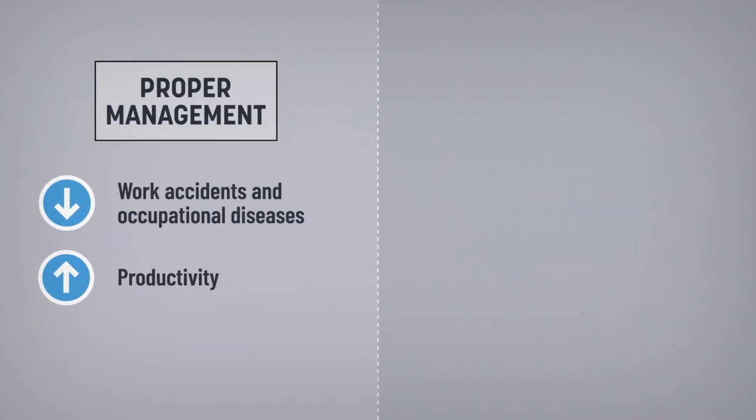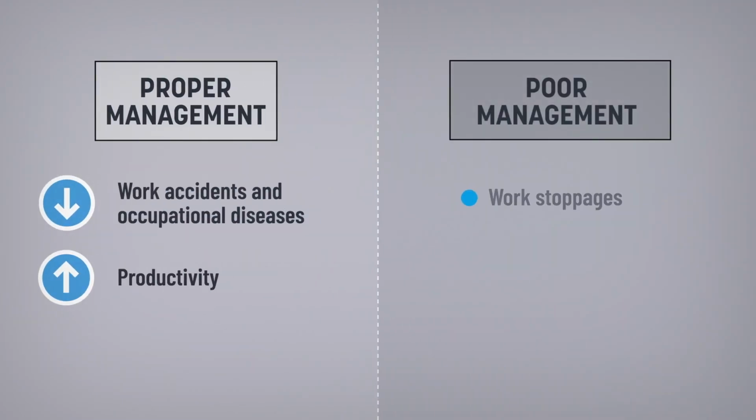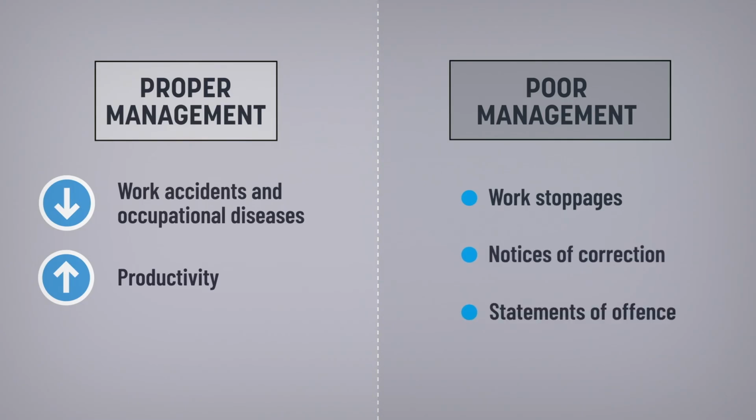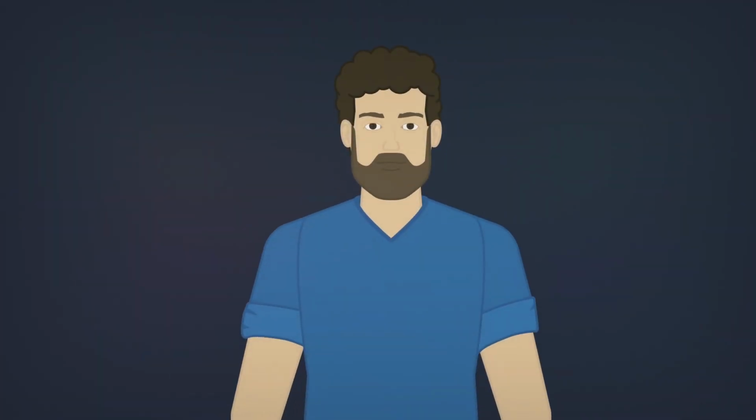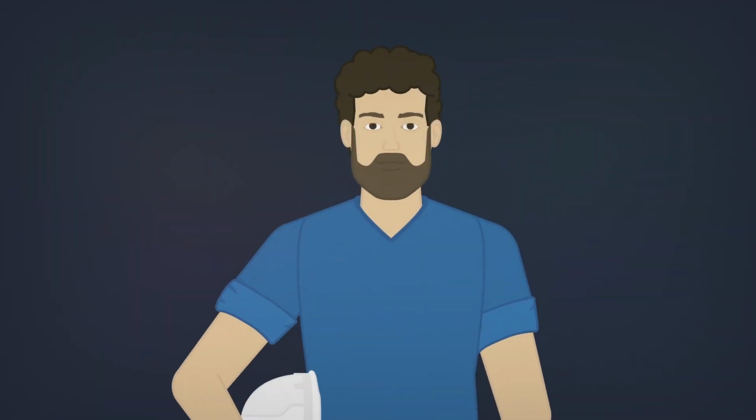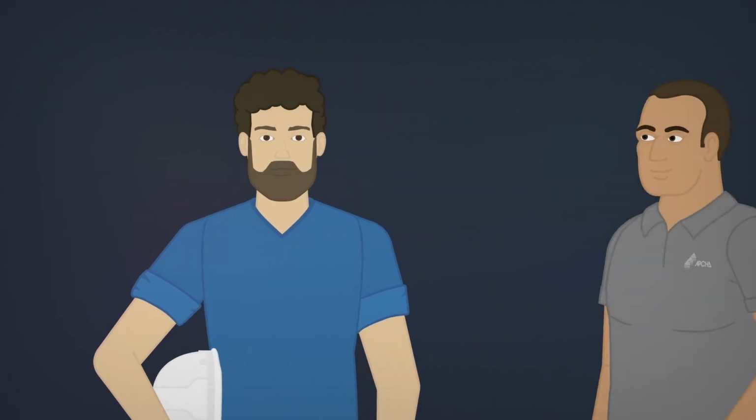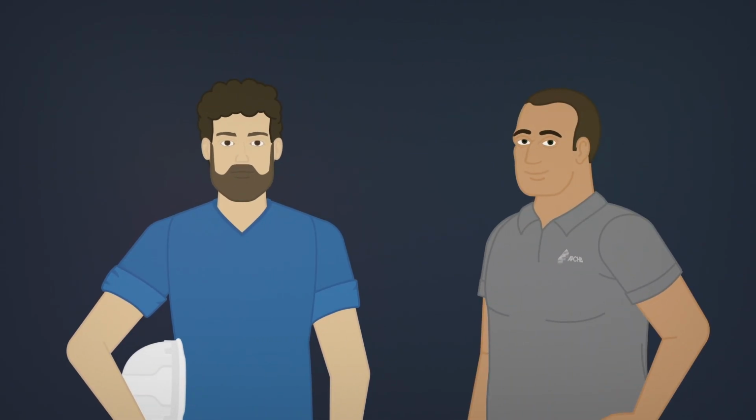And that will ensure you avoid poor management that can lead to work stoppages, notices of correction, or even statements of offense from the CNESST. Prevention is a team effort and everyone's responsibility. It never ends. And remember, APCHQ advisors are always here to help.